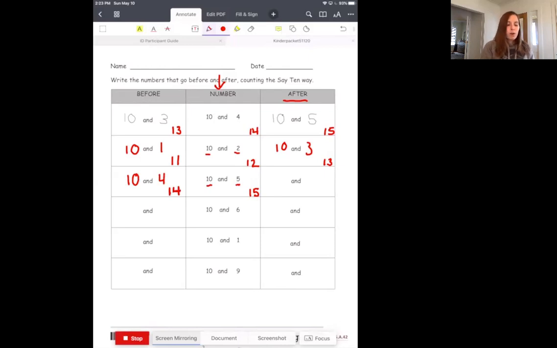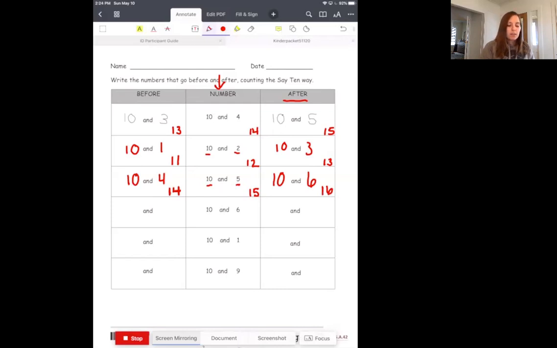So we have 10 and 4, 10 and 5. Now we have to go to the after column. That's the one over here. So let's see. We have 14, 15. What comes after 15? 16. One group of 10 and 6 ones. Are you getting that? We'll keep practicing together.